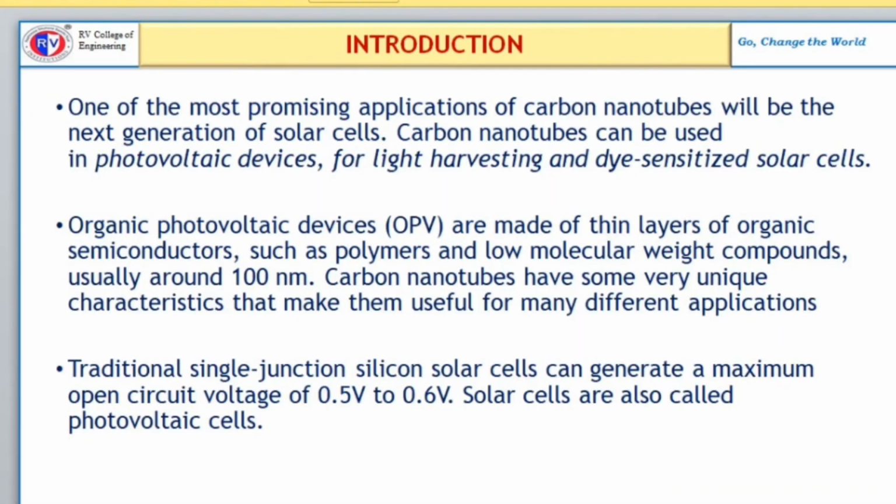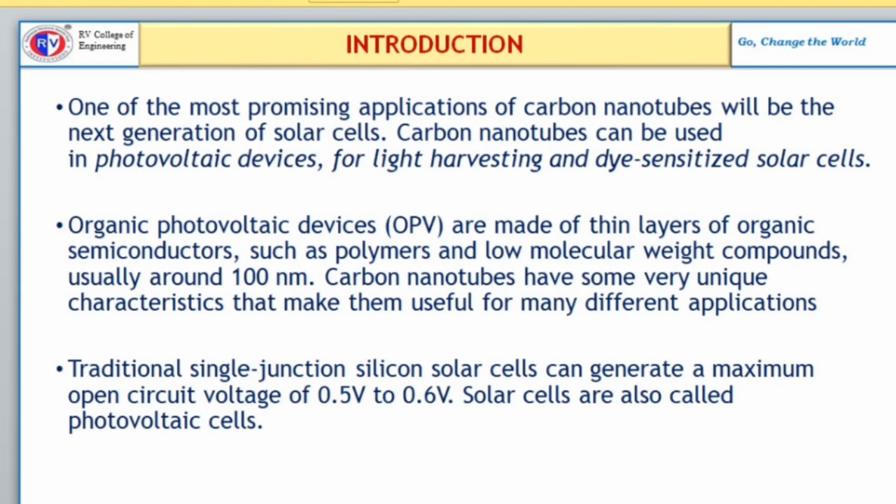So one of the most promising applications of carbon nanotubes will be the next generation of solar cells. Carbon nanotubes can be used in photovoltaic devices for light harvesting and dye sensitized solar cells. Now moving to the next point, organic photovoltaic devices. Before knowing what organic photovoltaic devices are, we must know what organic solar cells are.